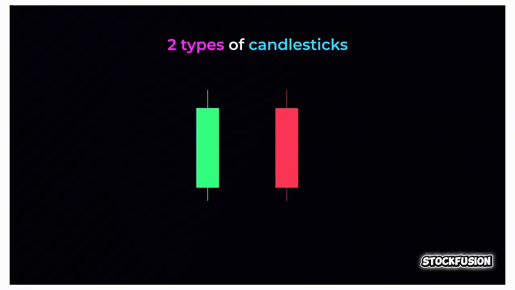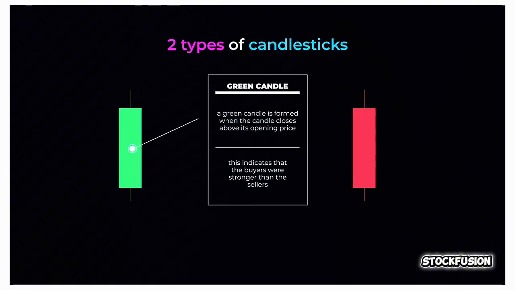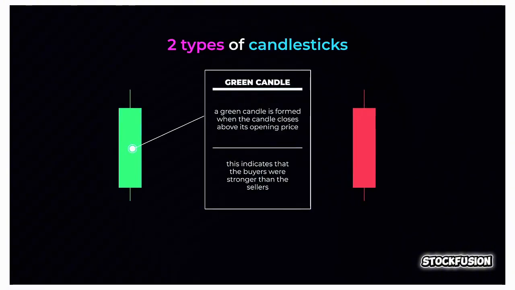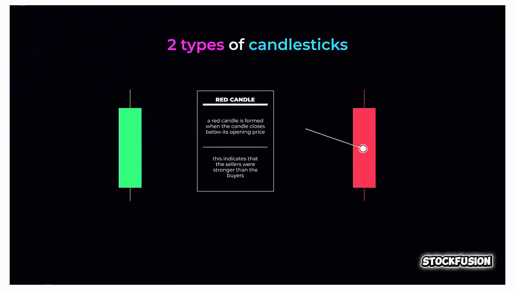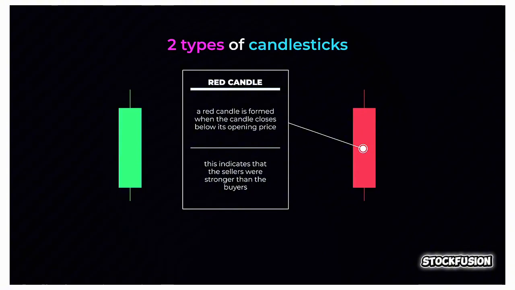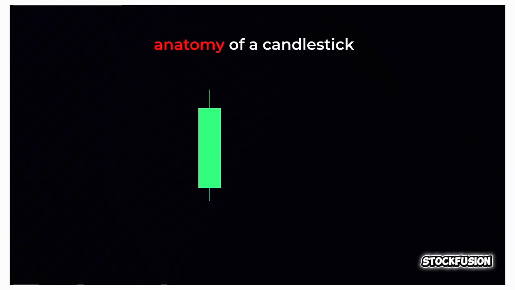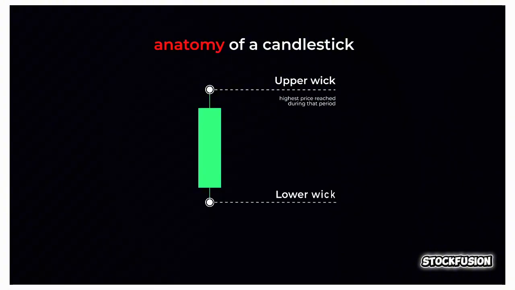There are 2 types of candlesticks, green candles and red candles. A green candlestick forms when the candle closes above its opening price, showing that buyers were stronger than sellers. Similarly, a red candlestick forms when the closing price is below the opening price, showing that sellers were stronger than buyers. A single candlestick consists of 2 parts, the wick, also called the shadows, and the body. The end of the upper wick shows the highest price reached during that period, while the end of the lower wick shows the lowest price reached during that period.